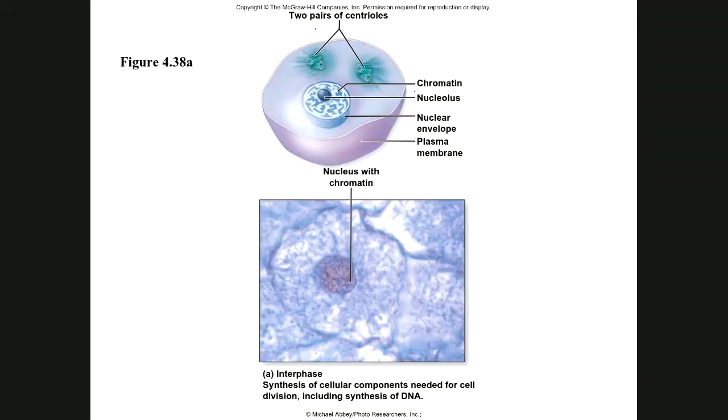So let's begin the cell cycle with interphase. Interphase is the period of a cell's life cycle when it carries out its normal metabolic activities and growth. It is the longest stage of the cell cycle. During interphase, the DNA-containing material is in the form of chromatin. You can see the chromatin here. The nuclear envelope is easily visible, and the nucleolus or nucleoli is also visible and intact.